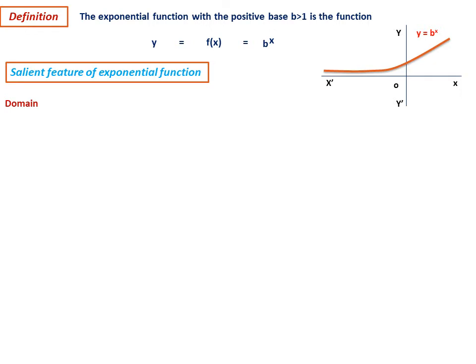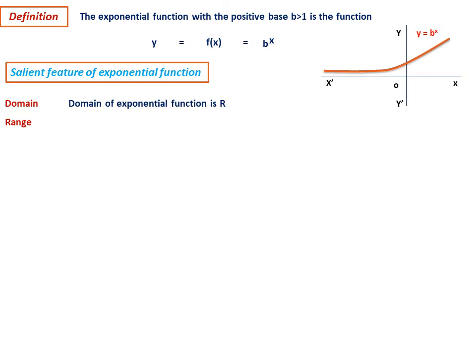Now some of the important things which you can understand: the domain of this function is R, because you can see from the graph it goes from minus infinity to plus infinity, that is from all the negative real values to all the positive real values. So the domain of this function is R, that means from minus infinity to plus infinity. This is the first thing.